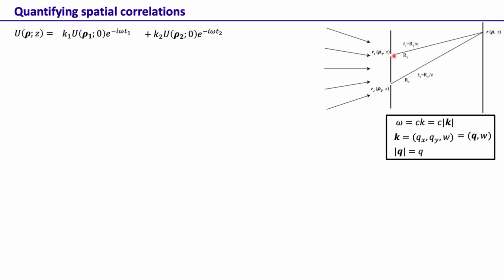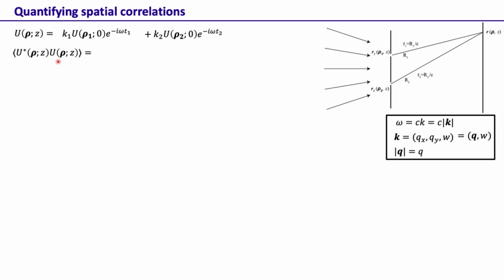The way to do this, and this is the generic methodology, is to pick up the field from here and from here, and then combine them here. So the field at ρ, z, which we represent as u(ρ, z), is k1 u(ρ1, 0), that is the field from this point, plus k2 u(ρ2, 0), that is the field from that point. And t1 is the time it takes for the field to go from this point to that point, t2 is the time it takes for the field to go from the other point, and that's why e^{iωt1} and e^{iωt2} show up here in the amplitudes.